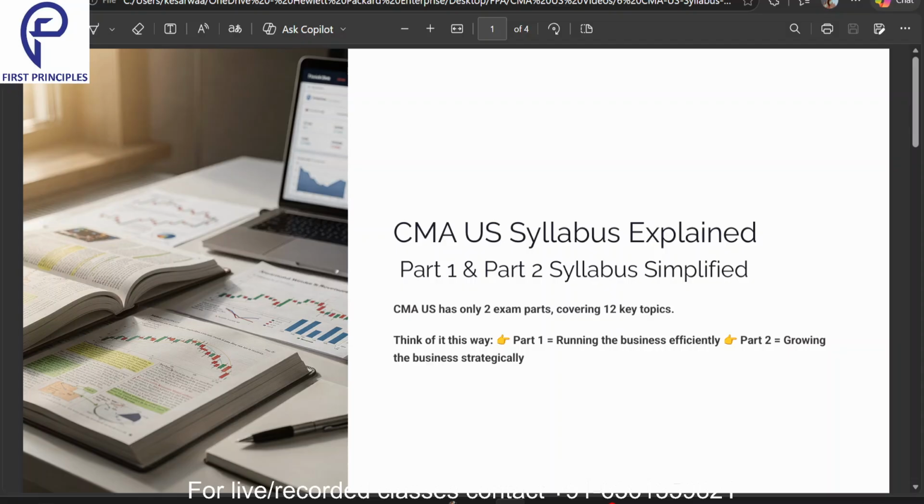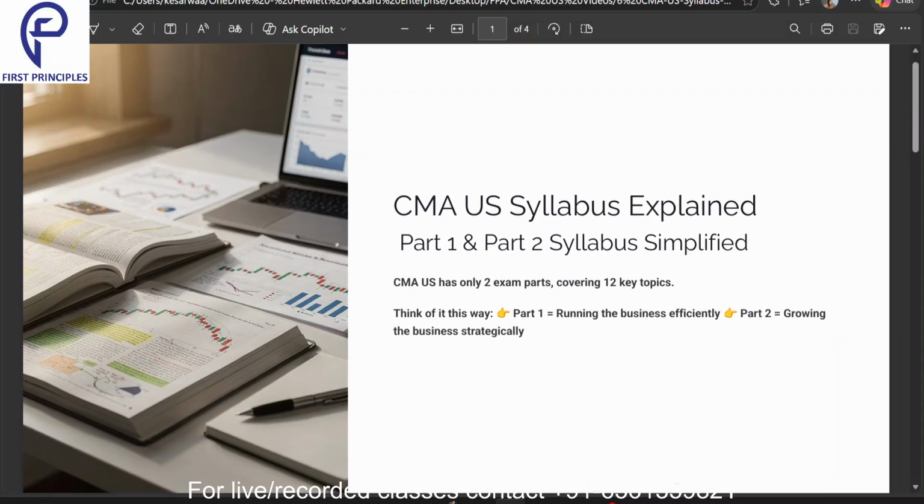As we all know, CMA US has two parts, part 1 and part 2. In each part we have 6 sections. So in total we study 12 sections throughout our CMA US journey. So let's understand what is there in all these 12 sections of CMA US. One thing I would like to tell you guys is that part 1 of the CMA US helps you understand how we can run a business efficiently, whereas part 2 helps you grow your business in a very strategic manner. So that's what we study in a nutshell in part 1 and part 2.